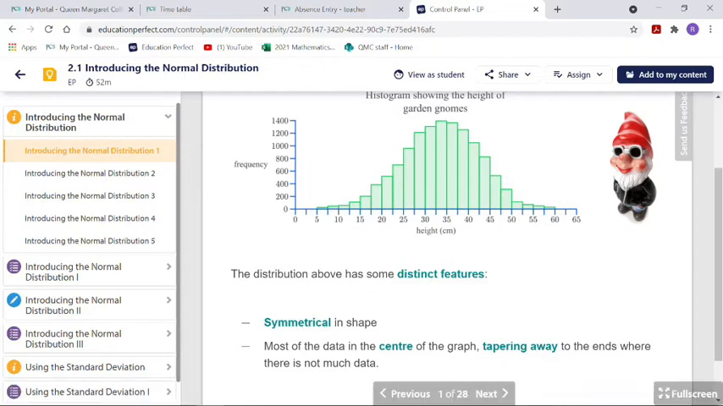Most of the data occurs here in the center. If you look at these bars, the heights of these bars in the center, do you see that that's where most of the data is, right? And there's not very much at either end. So when you get to either end of the data, those taper off to almost nothing.